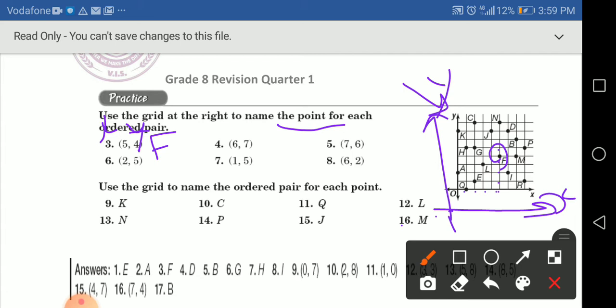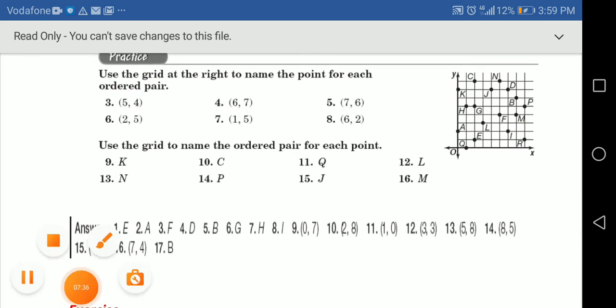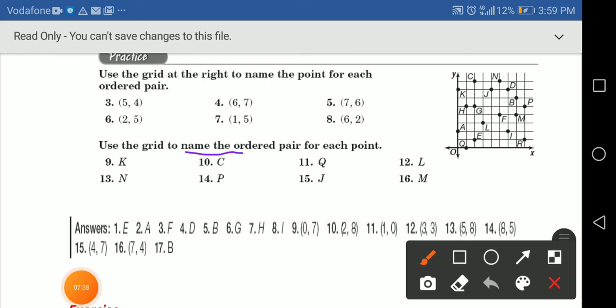I have here 6 and 7, 6 and 7 between brackets. So on the x-axis move 6, okay, and on the y-axis we move what? We move 7. So 1, 2, 3, 4, 5, 6, 7. So here it's D.